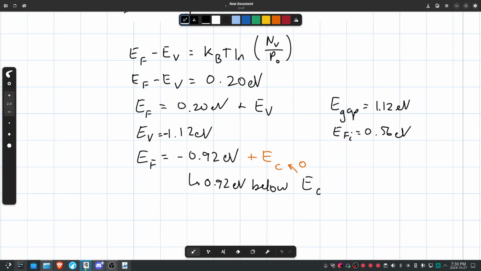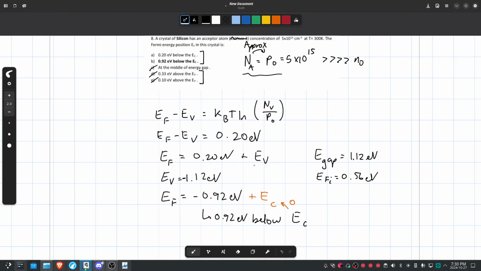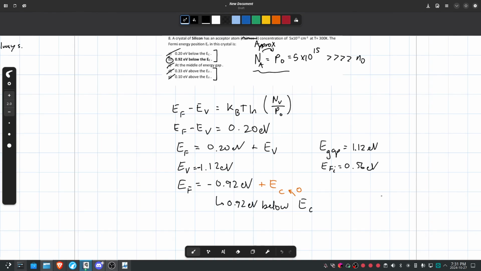Nice. So, going back here, we now have, so this is 0.92 eV below the conduction band. Is that one of our options? It is. There's your answer. Is anyone confused or has extra questions on that one?